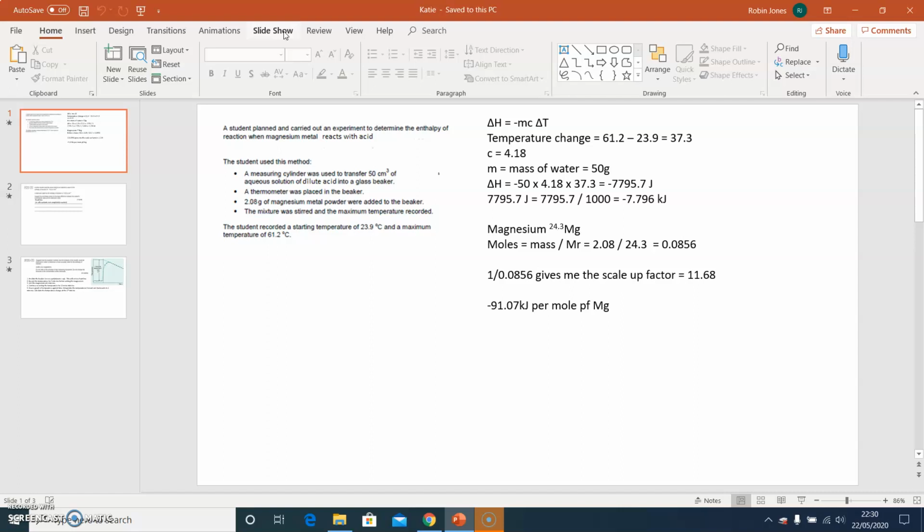The hard thing to work out is, if I had delta H equals minus mc delta T, m is the mass of the water in the beaker, and it's given me centimetre cubed rather than grams. No worries, because for water, 1 centimetre cubed is 1 gram. It's got a property of density of 1. What that means is that 1 centimetre cubed is 1 gram of water, so 50 centimetre cubed of an aqueous solution, which is mainly water, is 50 grams. So now we're getting closer to the fact that we can probably do this.